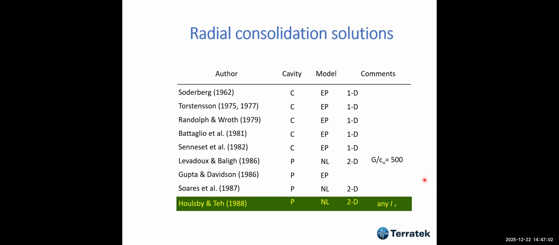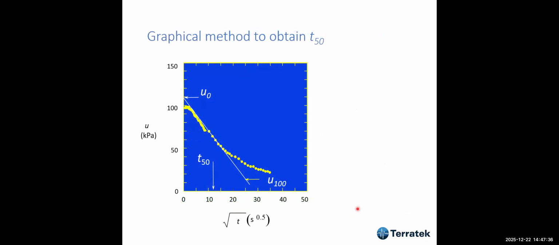And how to analyze the radial consolidation. There are all these methods, but the one I like most is this one, Houlsby and Teh, and they are very good for any stiffness parameter. The stiffness parameter is G over Cu, and it's a nonlinear model. It's the piezometer type of cavity, and it's a 2D analysis. That's what I use. It's simple. It's also inbuilt in the CPT program, which I use, and I recommend anyone to use that program as well, which is very good.